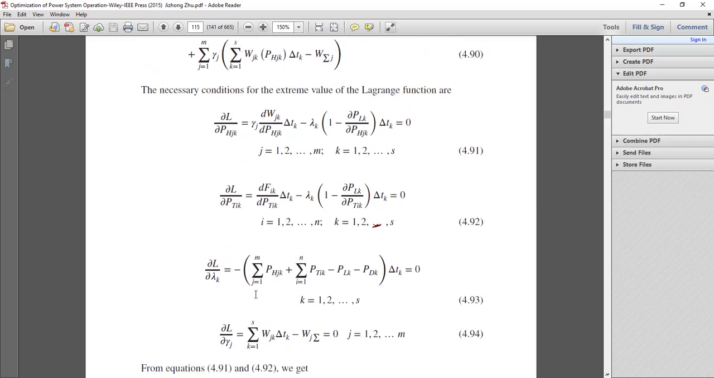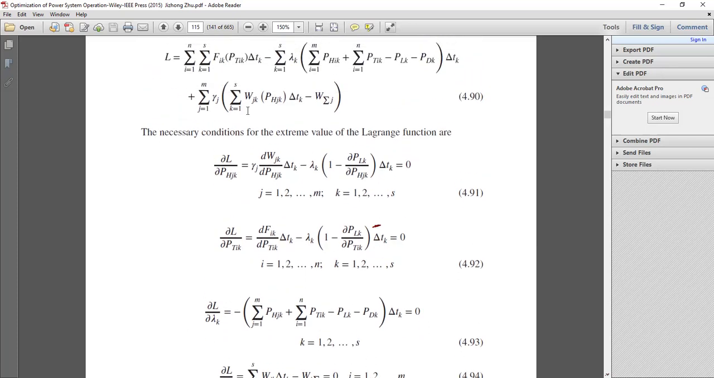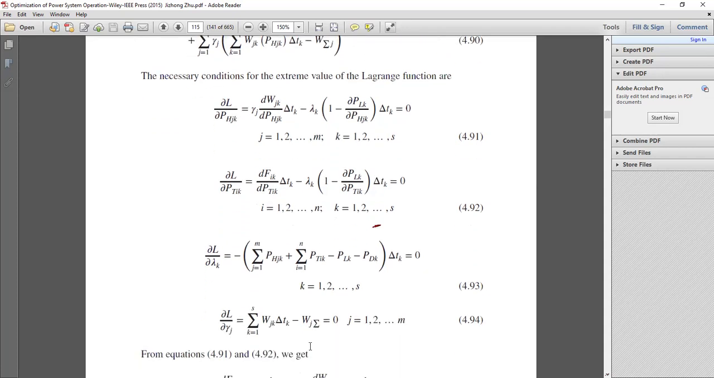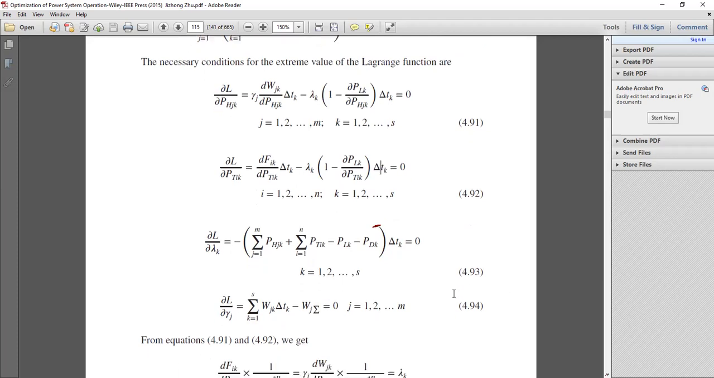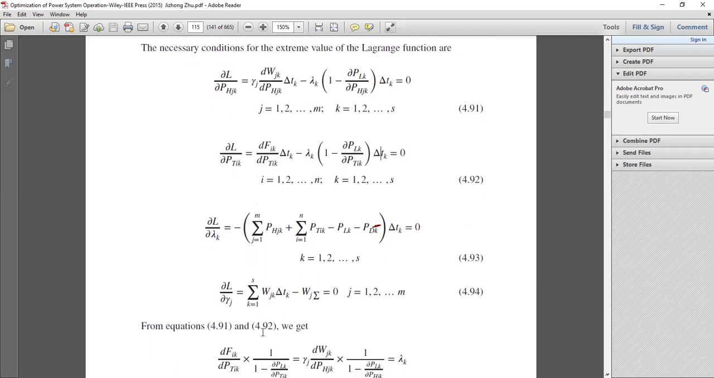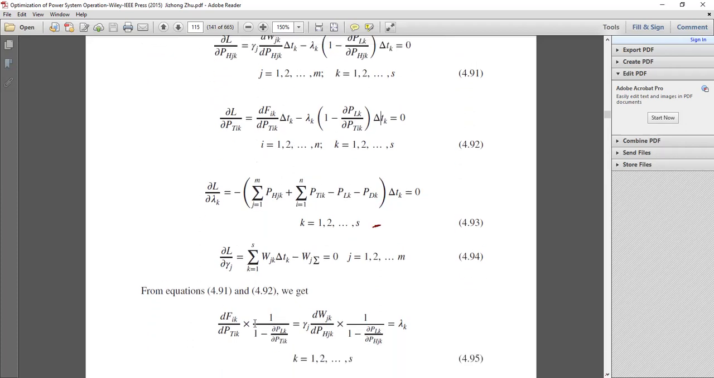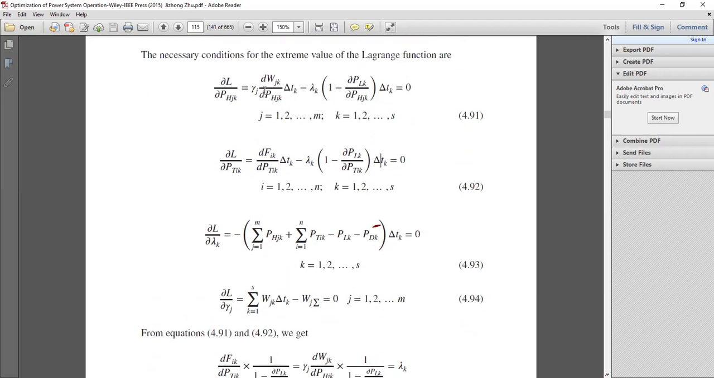dL over d gamma j. So now this whole thing will come, and that would be equal to 0. So you have got 4.91, 92, 93, 94. From 91 and 92, like before, we can simplify, and we can show that, so now we have some additional term.